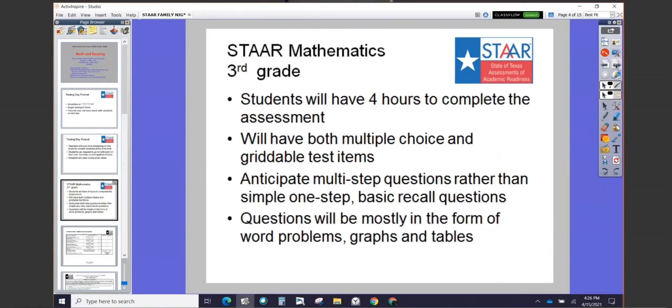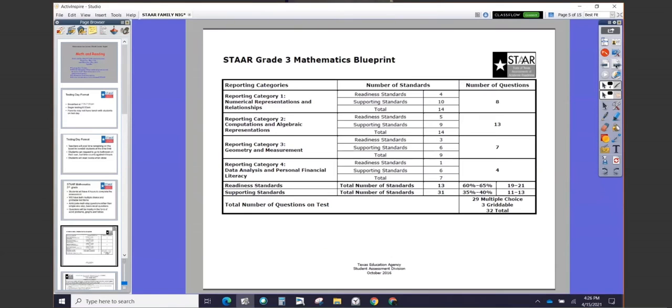They will have both multiple choice and gradable test items for math. Anticipate multi-step questions rather than just simple one-step basic recall questions for math. Questions will be mostly in the form of word problems, graphs, and tables. This is the third grade math blueprint.